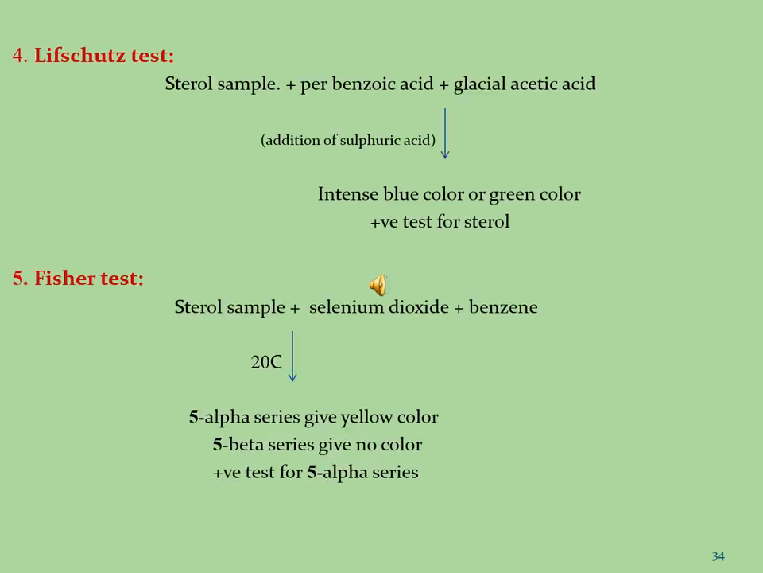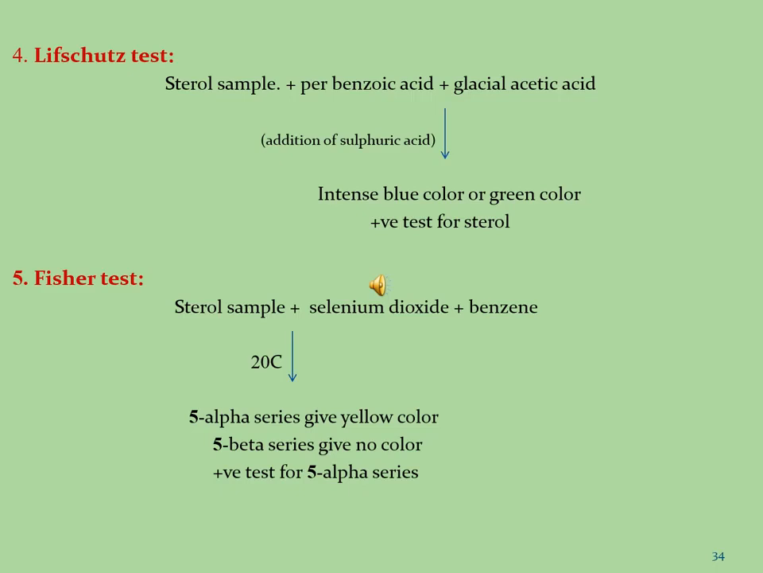Number 4, Liebermann-Burchard test. In this test, the sample is taken in chloroform, and perbenzoic acid and glacial acetic acid are added. A few drops of concentrated sulfuric acid are added along the side walls of the test tube. At the end, we will observe an intense blue or green color. It means this is a positive test for sterols.